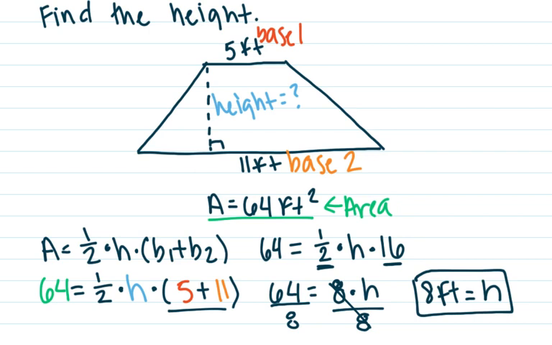All right, I hope this tutorial has helped you with any questions you had about trapezoids. Remember that this formula is area equals 1/2 times the height times base 1 and base 2 added together to make one big base there.